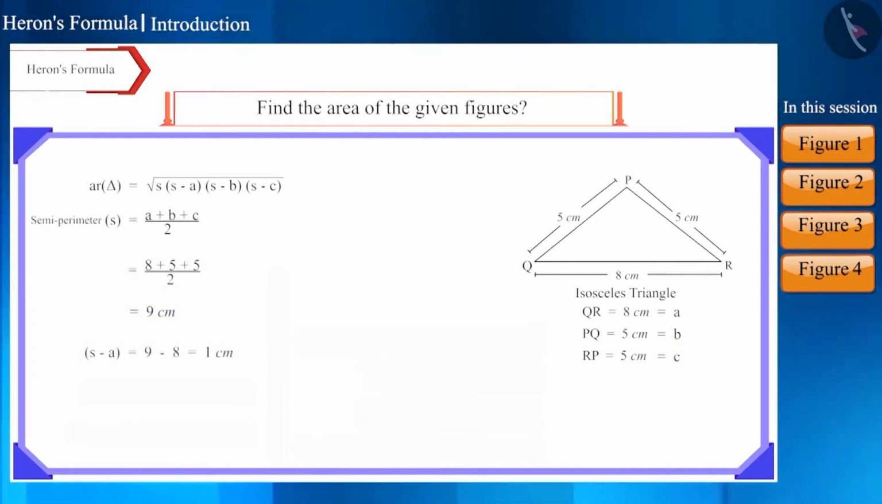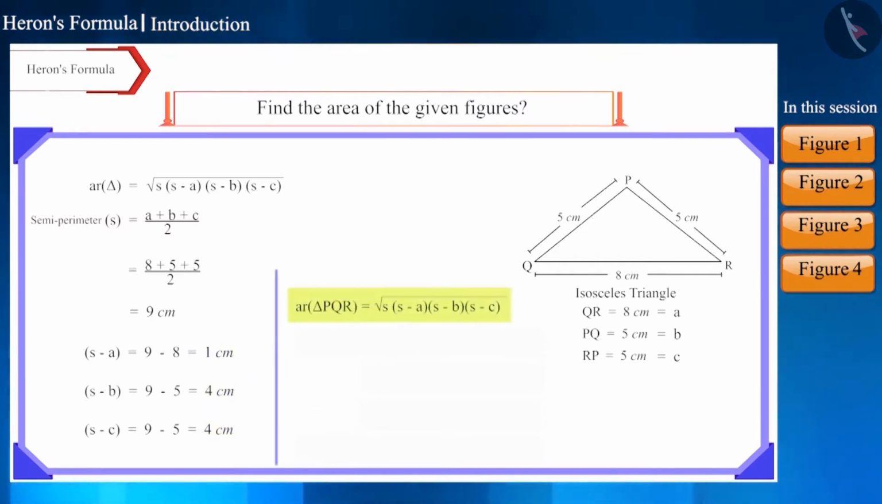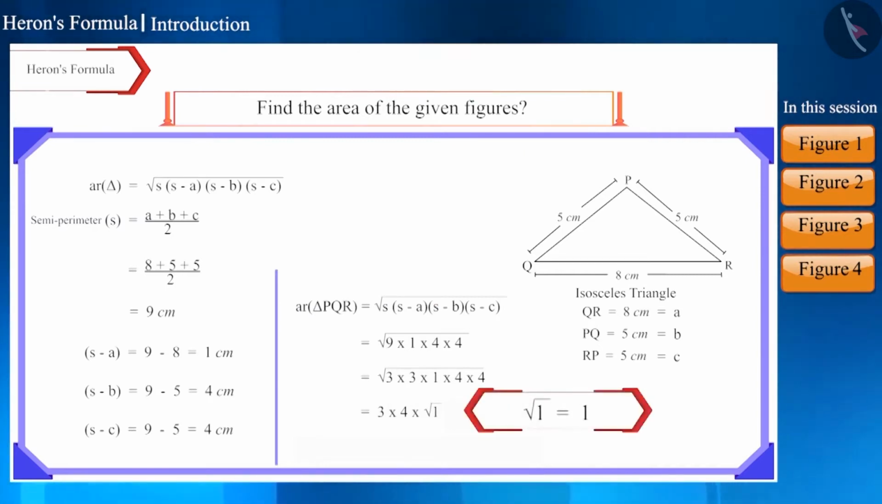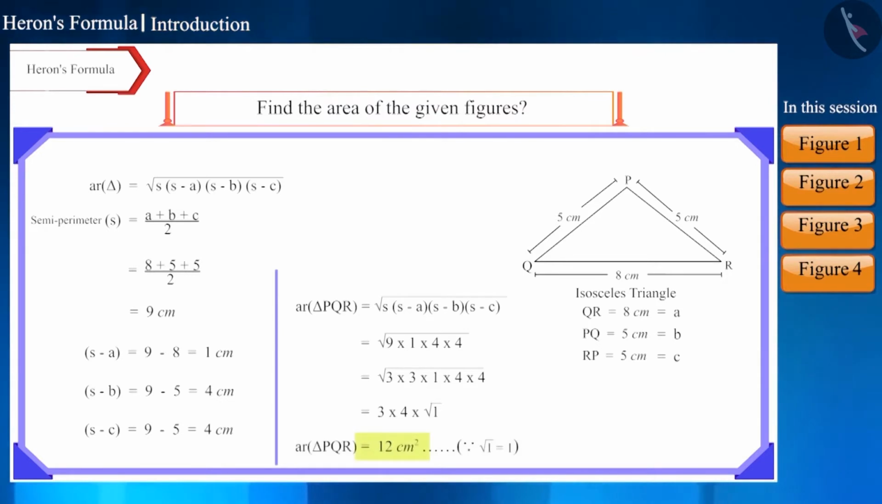Now we will find the value of S minus A, S minus B and S minus C. We keep this value in Heron's formula and find the area of the triangle. We can write 3 multiplied by 3 in place of 9. In this way, this will become within square root, that is 3 multiplied by 3 multiplied by 4 within square root 1. The value of square root 1 is 1. Thus, we will get the area of this triangle as 12 square centimeters.